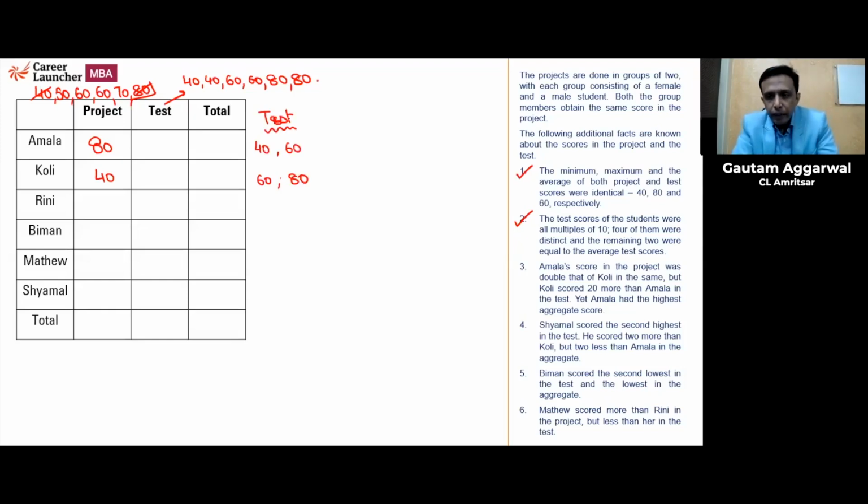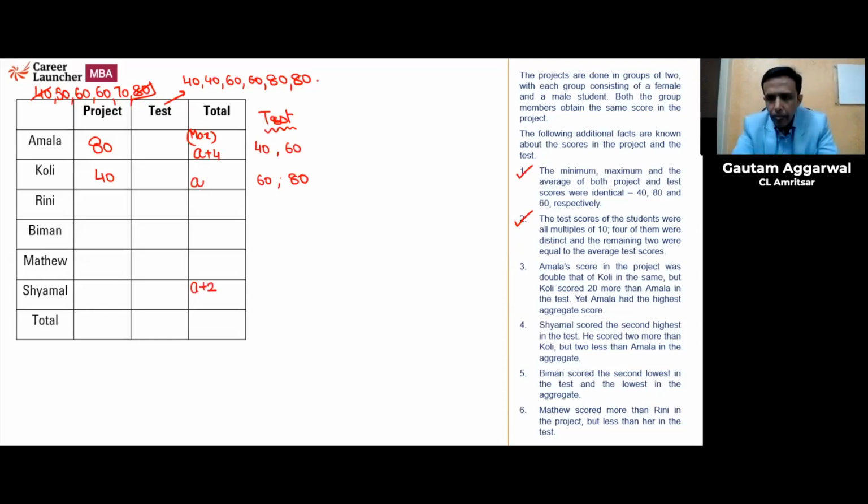But then this says, yet Amla had the highest aggregate score. अमला का जो एग्रीगेट स्कोर है वो बाकियों से ज्यादा होना चाहिए, तो इसका मैक्सिमम है. Fine. Shamil scored the second highest score and he scored 2 more than Kohli but 2 less than Amla. What does that mean? Let Kohli be A, Shamil would be A plus 2 and Amla would be A plus 4.